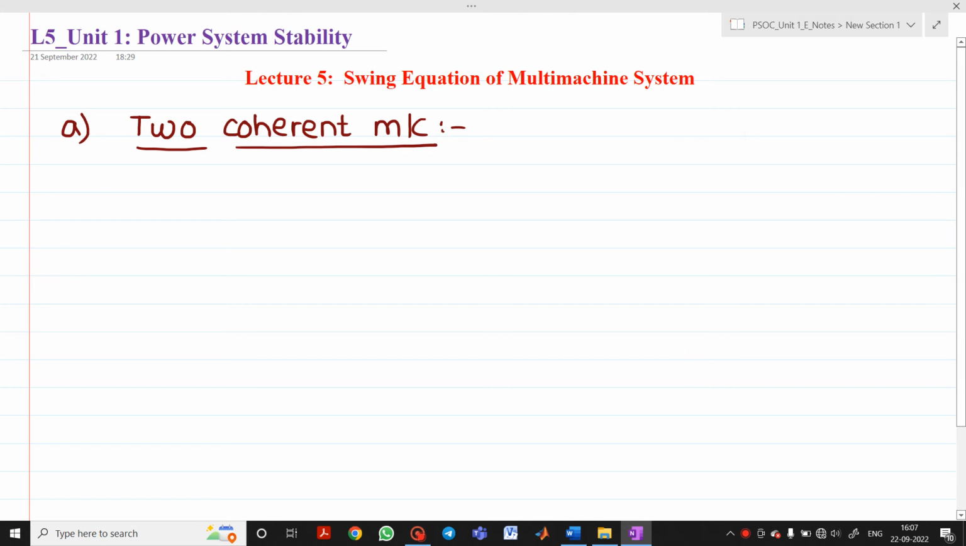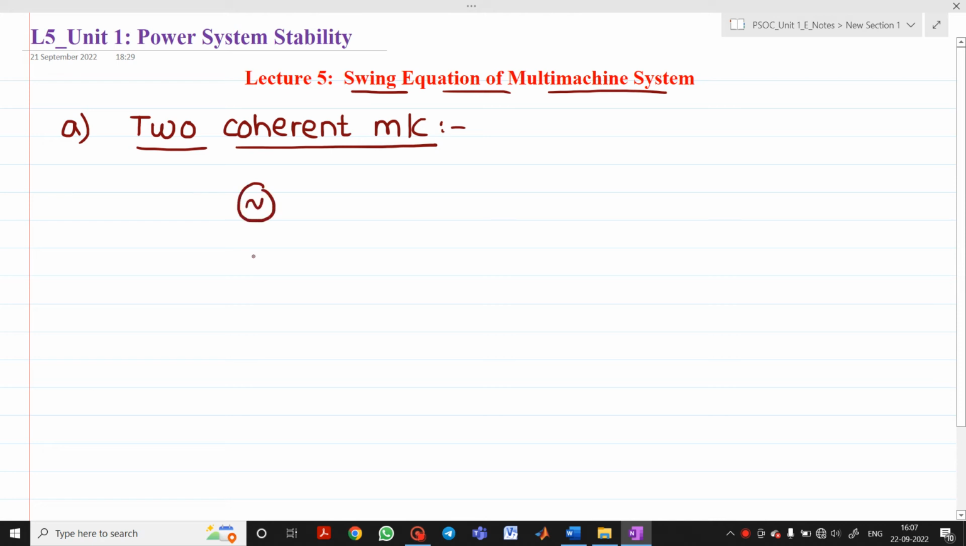In this video lecture, we are going to discuss a topic from power system stability, and the name of the topic is the swing equation of a multi-machine system. Now there are two parts. First one is two coherent machines. Now we know the multi-machine system consists of a number of generators with different ratings which are interconnected with each other in parallel. So I will draw the diagram.